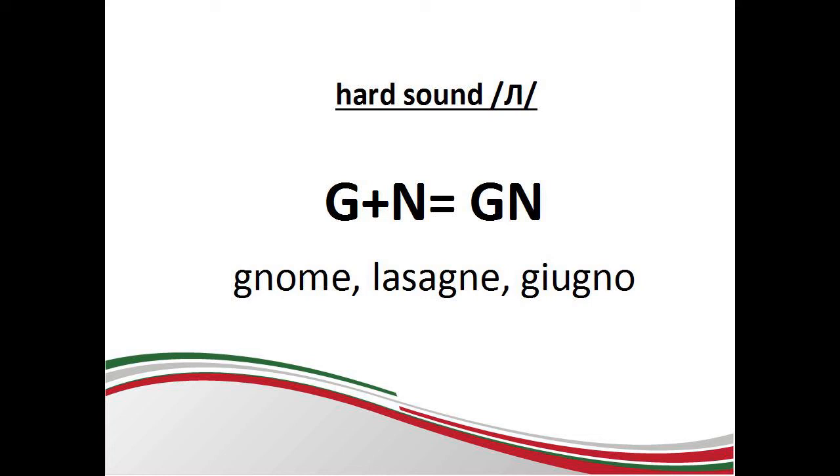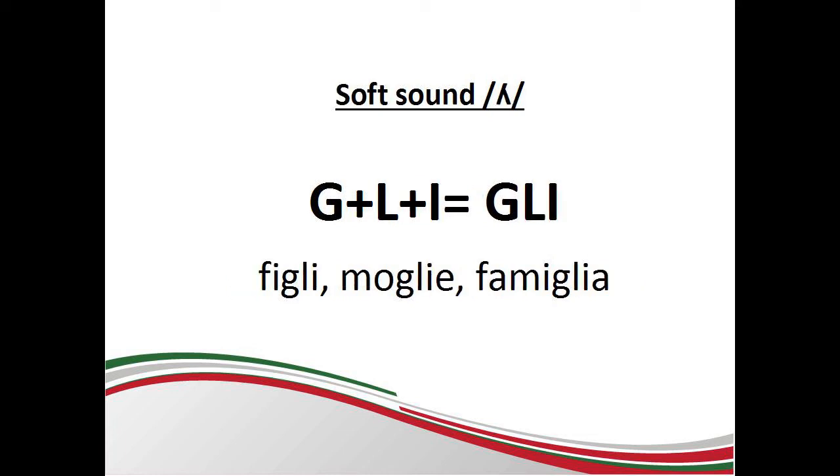Then the consonant G can be used also before other consonants. For example, G before N is spelled ni, like gnome, lasagne, junior. Another sound is when the letters G, L, and I are put together and is spelled li, like figli, moglie, famiglia.